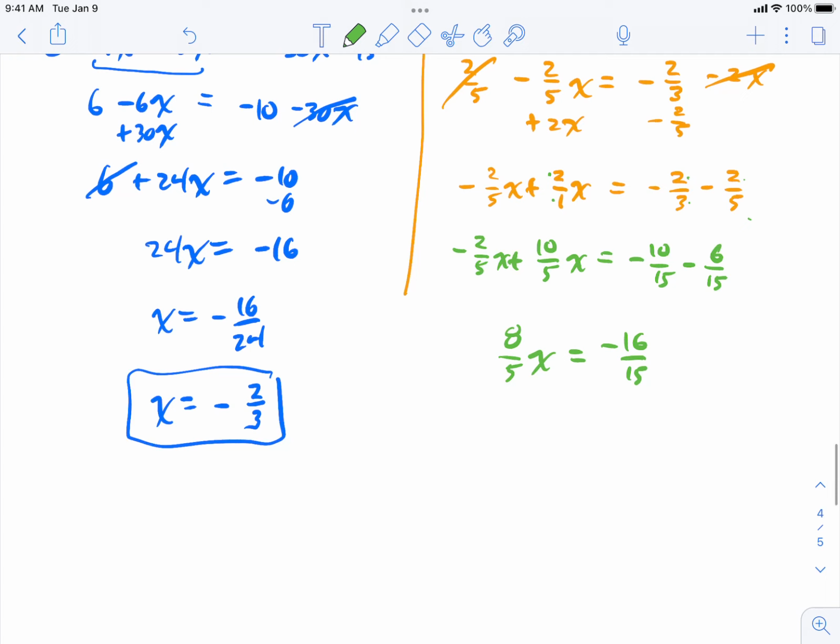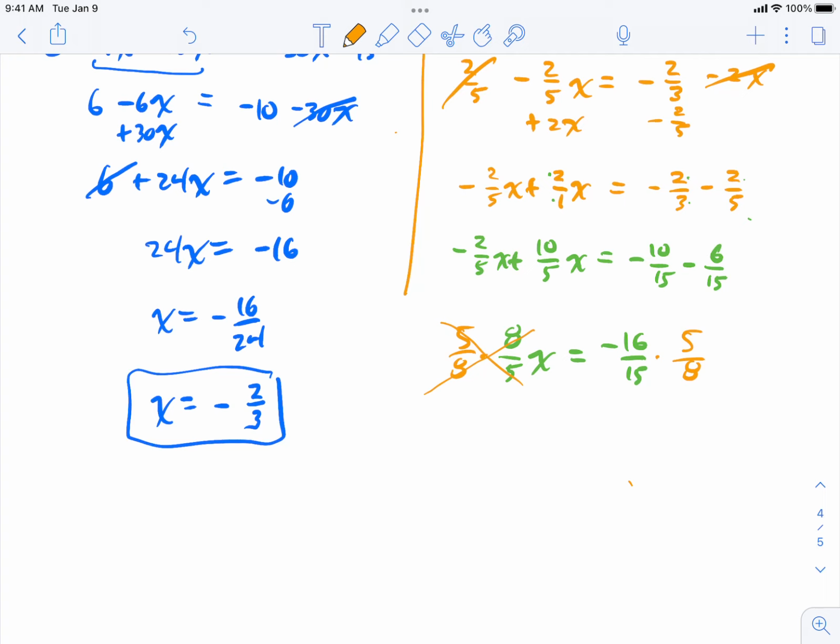Cool. Almost there. What we need to do now is get that 8/5 off the x. Again, you could divide by 8/5, but that looks gross. And besides, the way to divide by a fraction anyway, if you want to divide by 8/5, is you end up multiplying by the reciprocal. So why don't we just do that right from the get-go? Multiply both sides by the reciprocal.